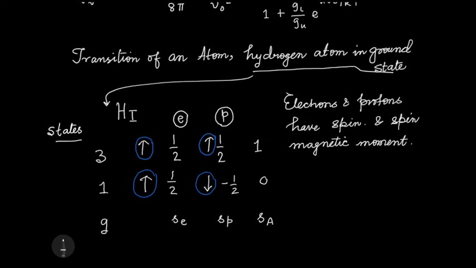This splitting of the line, so what is happening is the ground state is split into two. One has certain energy and the other has a little bit of different energy. One has multiplicity 3, the other has multiplicity 1. This splitting is called hyperfine splitting.